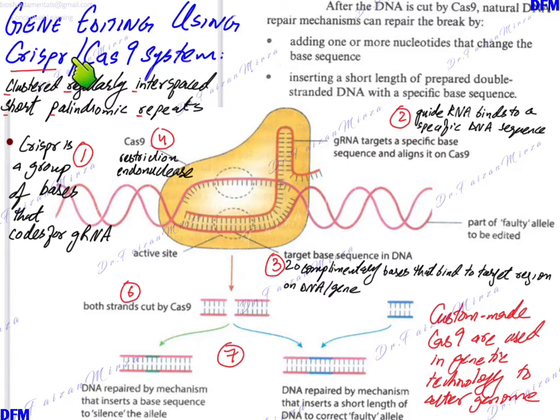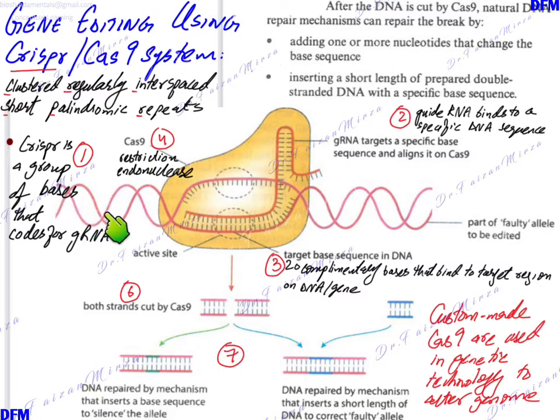The CRISPR-Cas9 system is taken from bacteria, which have this system of CRISPR and Cas9 to fight back a viral infection. Gene editing is done using CRISPR-Cas9. CRISPR stands for clustered regularly interspaced short palindromic repeats. This is CRISPR, and Cas9 is a restriction endonuclease.